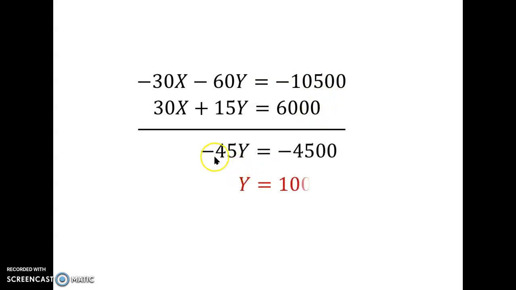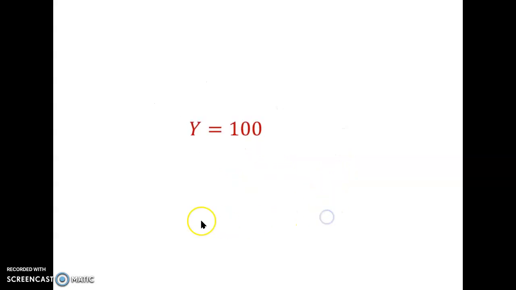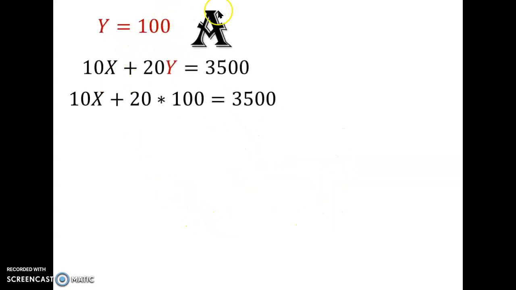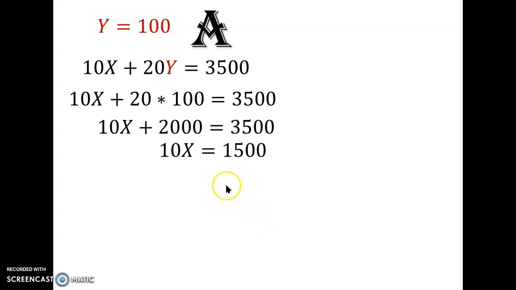And it ends up -45y equals -4,500. So obviously y equals 100. Going back to the vitamin A equation, 10x plus 20y equals 3,500. We stick in 100 there for y. And using algebra, I can come up with x equals 150.